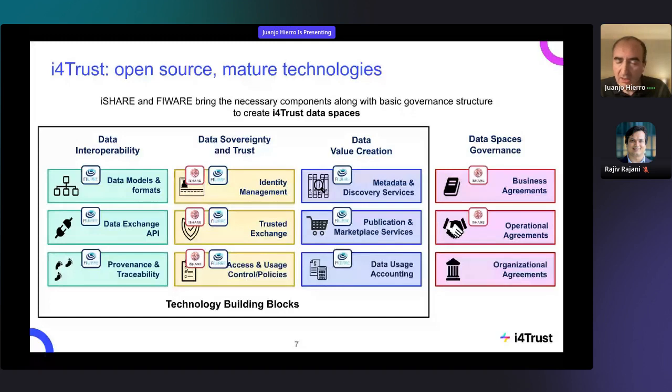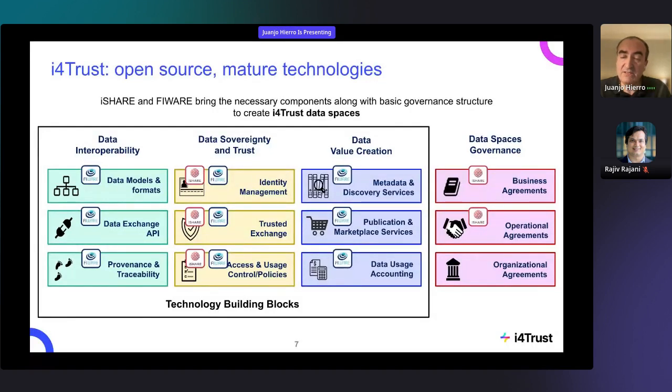So many people may be talking to you about data spaces as a concept, as an abstract element. We are making it happen. And we did it covering all the technology building blocks that I was introducing before, but also a number of governance building blocks.